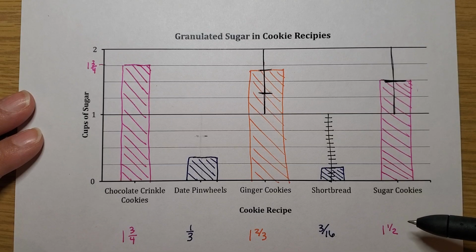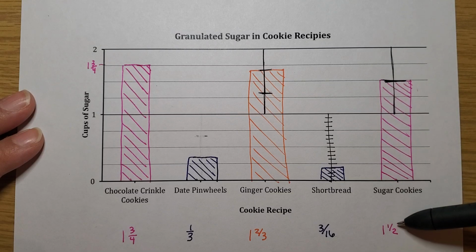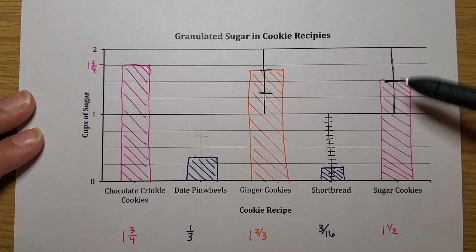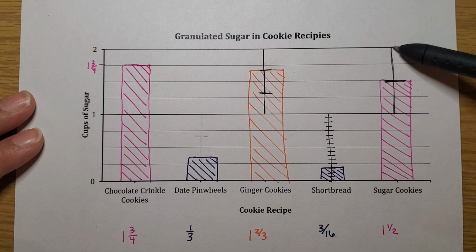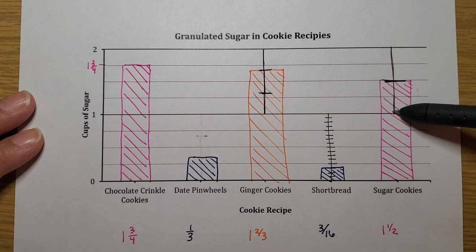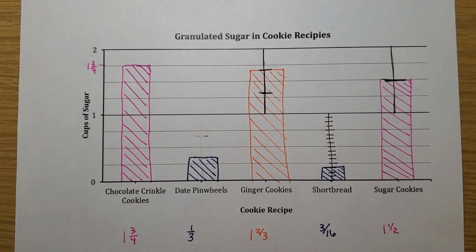And then for the sugar cookies, it was 1 1/2. So we had a mixed number again. So that meant I was going to go from 1 to 2. So starting here, going up to the top. And I just cut that into half. So the bottom 2/4 and then the top 2/4, right? Just put that line halfway between 1 and 2. So the sugar cookie bar goes up to 1 1/2. All right, how did you do on your bar graph?